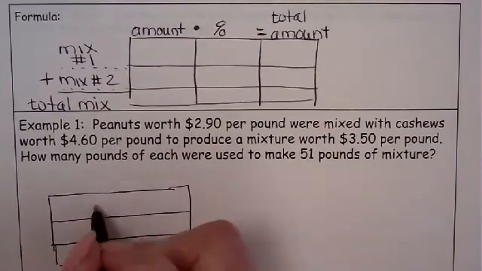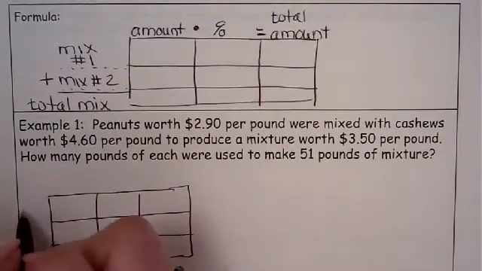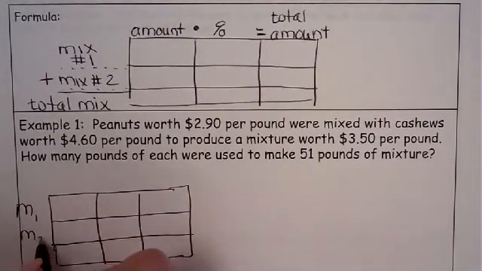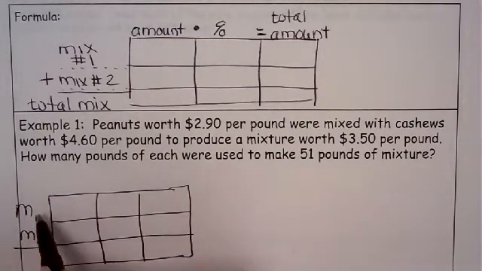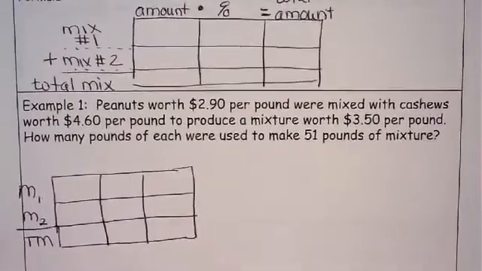I notice I'm not being crazy with the ruler, making everything perfectly straight. I am going to use for my column headings M sub 1, M sub 2, mix 1, first mix, mix number 2, and then this is going to be total mix. So I love to abbreviate, okay? So I'm going to abbreviate.